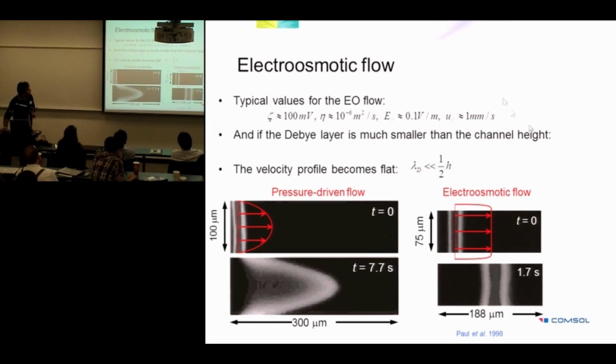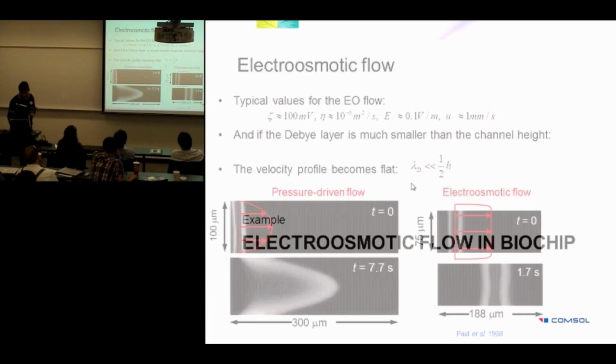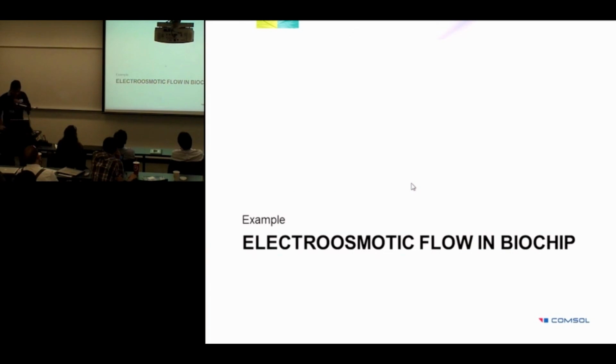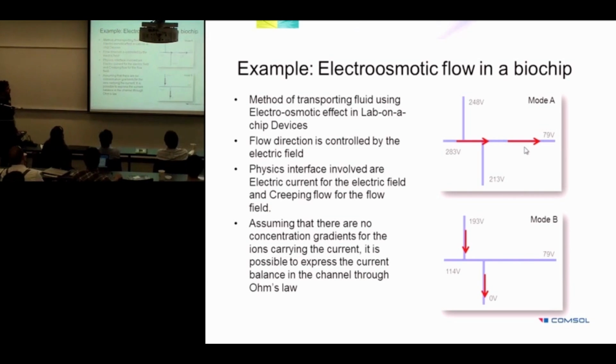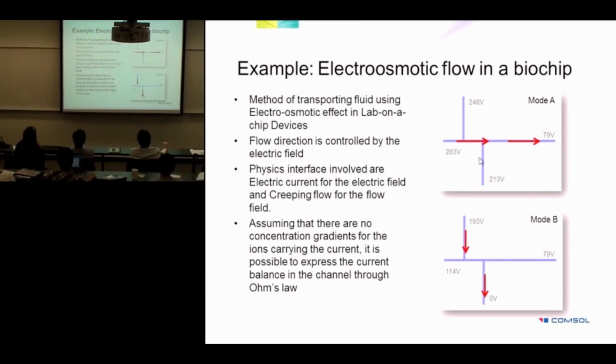Some of the numbers are here. You can go back to the literature and see, but typical numbers are about 1 millimeter per second of electroosmotic velocity. So I'll go through one example. It's an electroosmotic flow in a biochip. The concept is we have this microchannel. This is the channel here, and we want to pump the fluid through this microchannel.